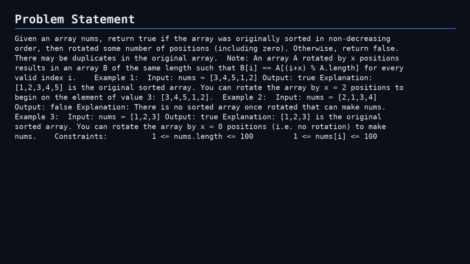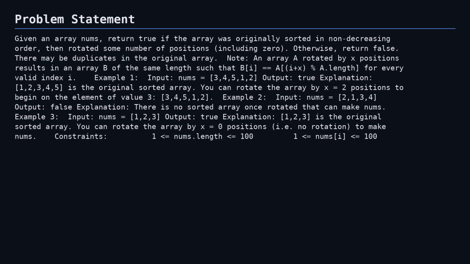So the problem asks us to determine if a given array is sorted and rotated. What does that mean? Well, imagine you have a sorted array, and then you take a portion of it and move it to the beginning. That's a rotation. For example, if we have the array 1, 2, 3, 4, 5, a rotation might look like 3, 4, 5, 1, 2. The key here is that the array is still mostly sorted, but it's been rotated.